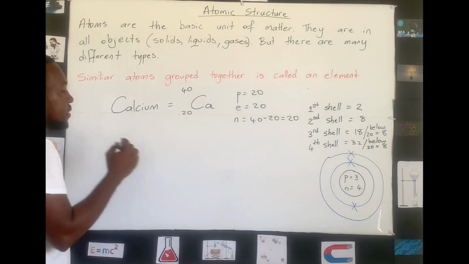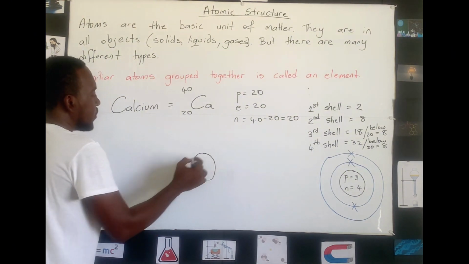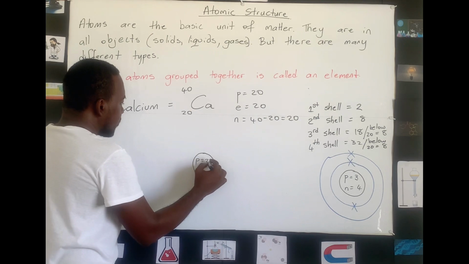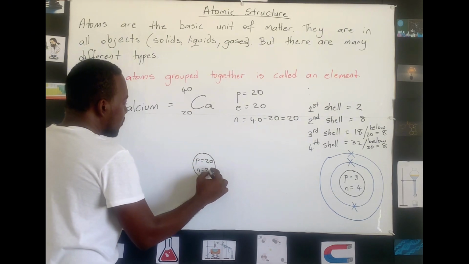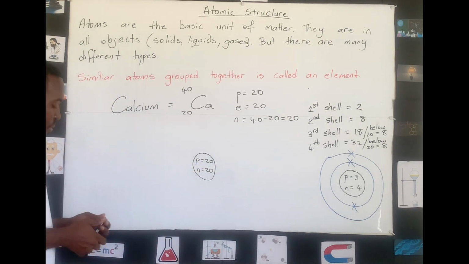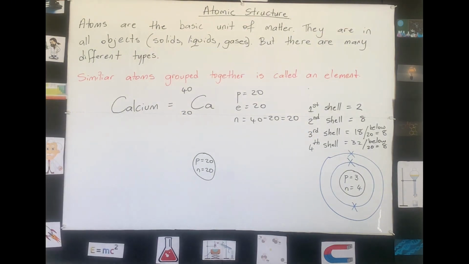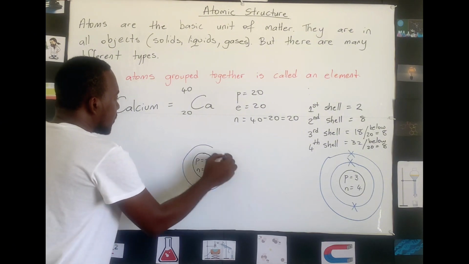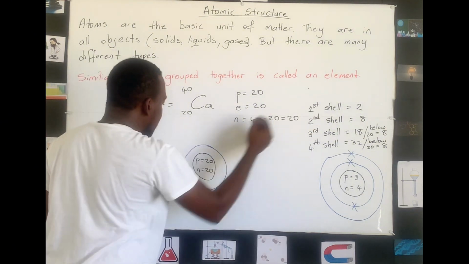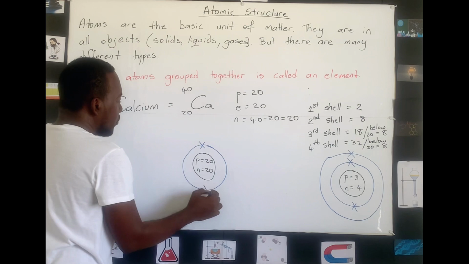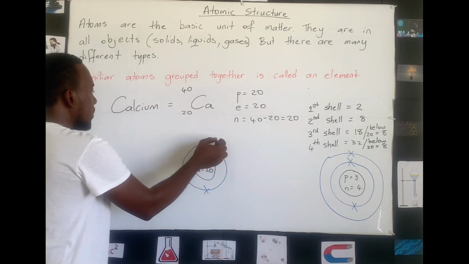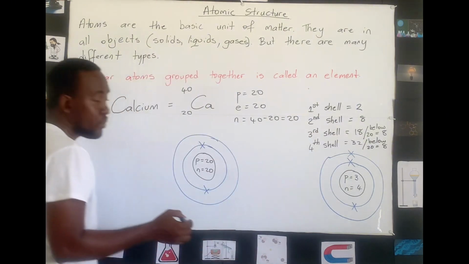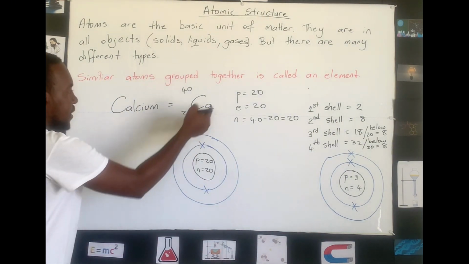So the structure of this would be, again, we have our nucleus in the center, protons 20, neutrons also 20. And then around we go with our shells. The first shell here will hold a maximum of 2, but we need 20, so we need more shells. So the second shell can hold a maximum of 8. Do we need all 8? Yes, because we need 20.